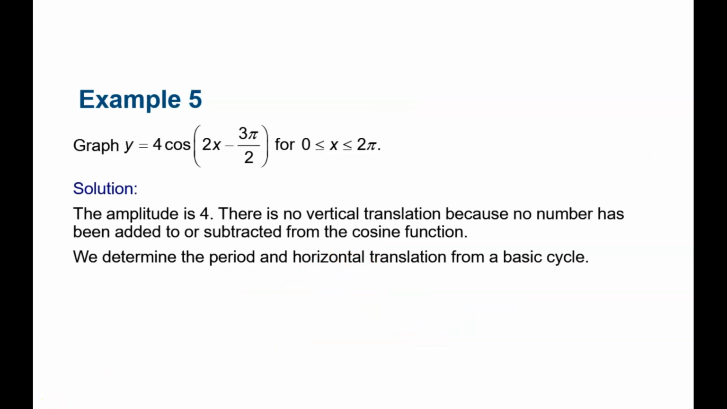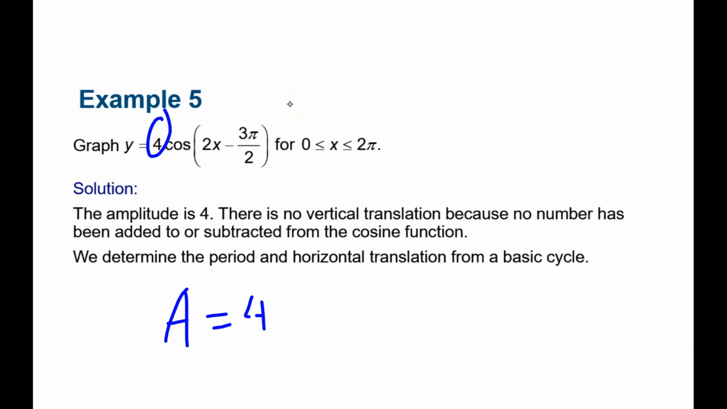Let's now combine all the knowledge that we learned previously about the graphs of sine and cosine functions and graph y equals 4 cosine of 2x minus 3 pi over 2 for x between 0 and 2 pi. Begin with identifying the amplitude. The amplitude is equal to 4. There is no vertical translation because no number has been added or subtracted from the cosine function.